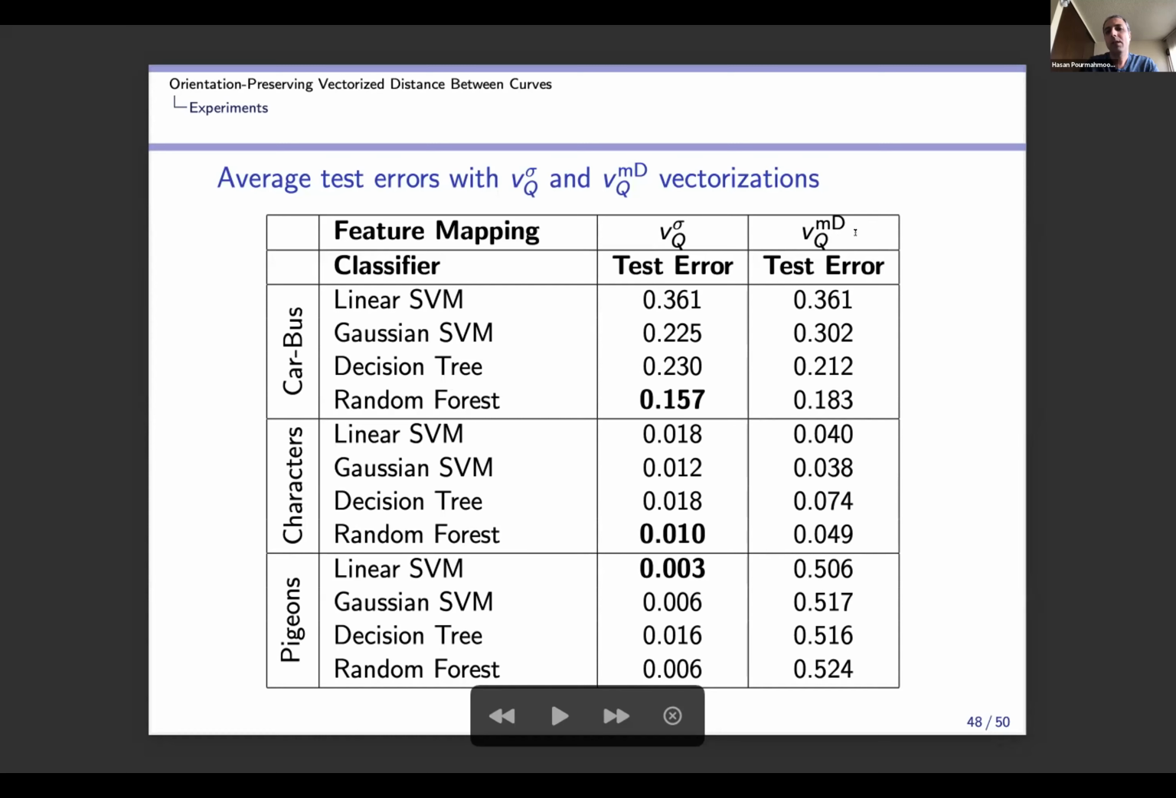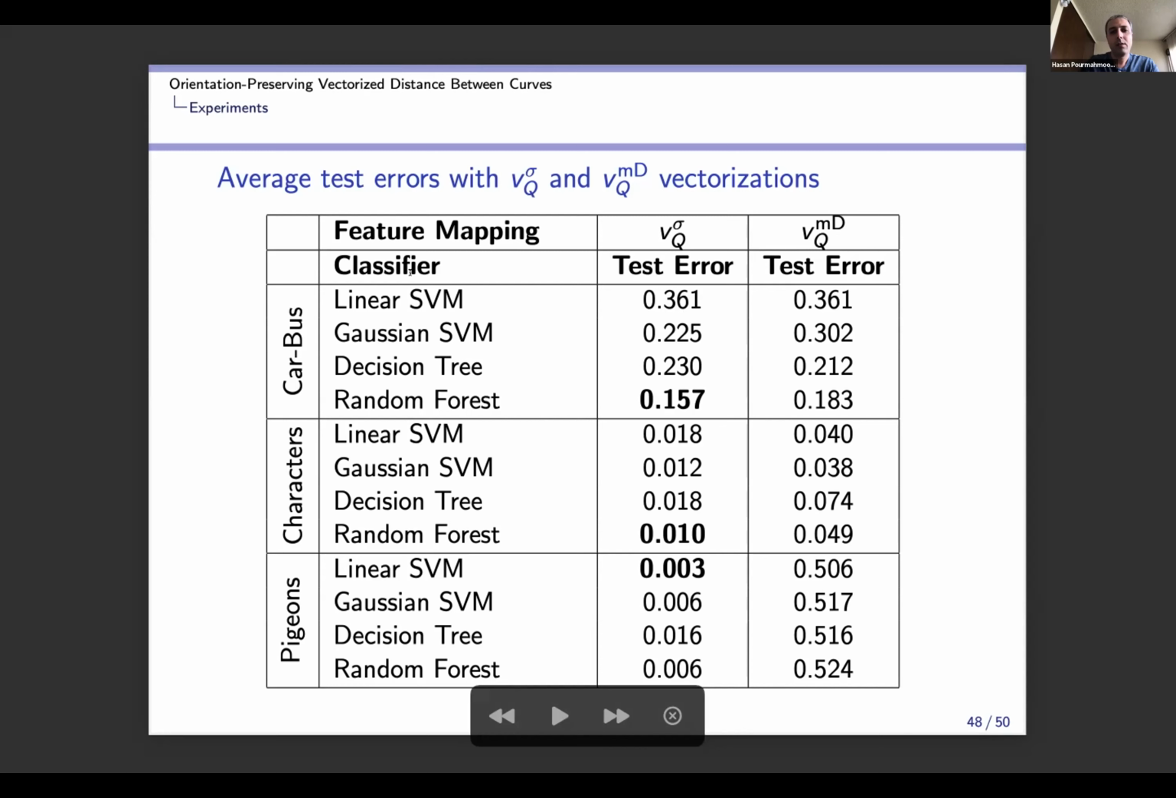On most data sets, we saw that they perform similarly, but when the direction of the curves is essential, like in this pigeons data set, our featurization can get 0 test errors, so the accuracy is about 100%, but the VQ mean this function that does not respect the orientation of the curves cannot do better than chance. And these are the average test errors of 1,000 trials.